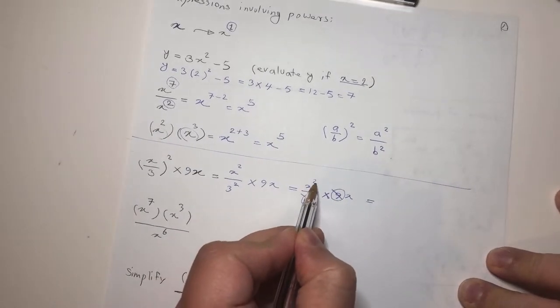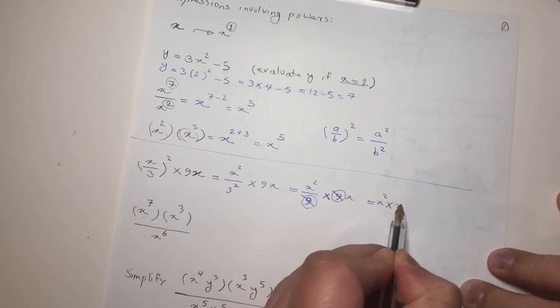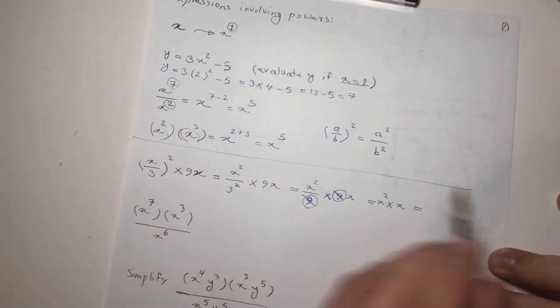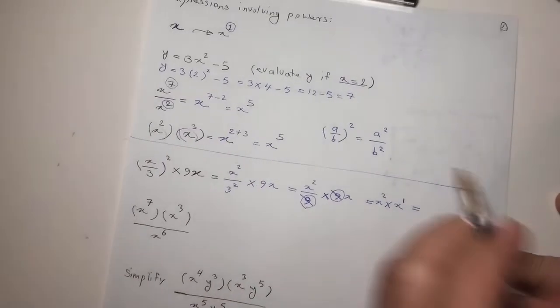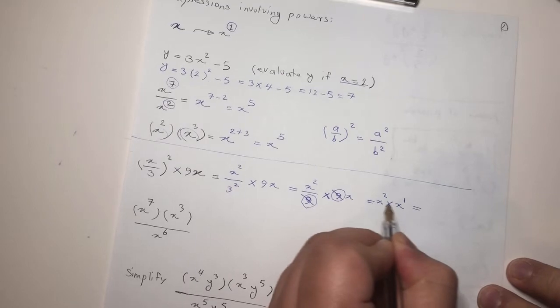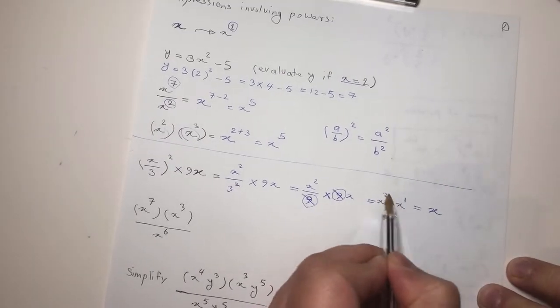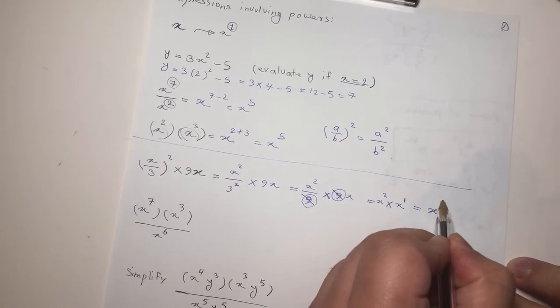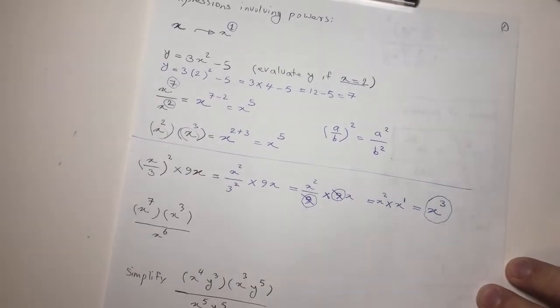We have x to the power of 2 multiplied by x. I said here that x means x to the power of 1, right? So we have a multiplication. We can use one of the bases and we can add the powers together, so x to the power of 3. So this is our result here.